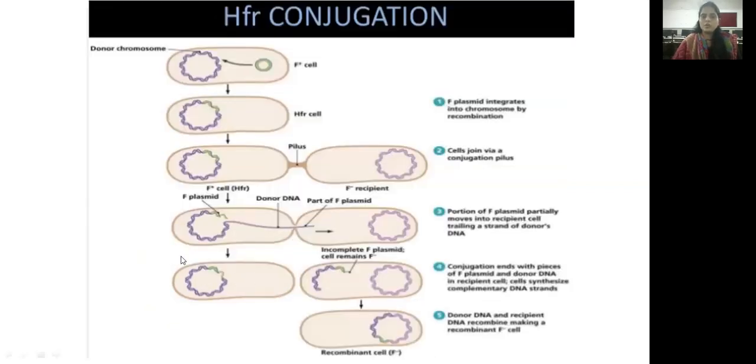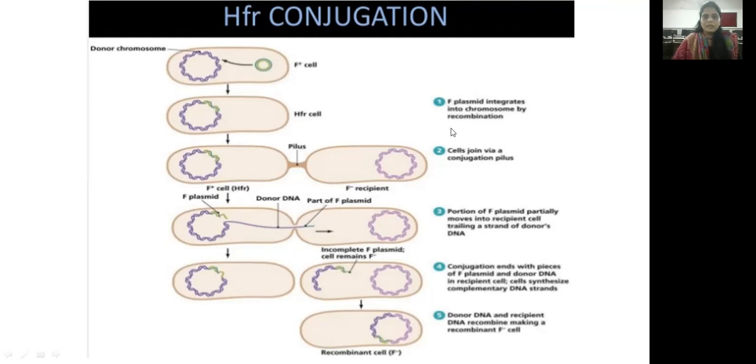So HFR conjugation. This is the process of HFR conjugation. Here, this is the F plus cell. When the F plasmid is incorporated into the host chromosome, it becomes an HFR cell. So when this HFR cell performs conjugation, this is a female cell which does not have the plasmid. So here F genes are present. Pilus is formed, a bridge is formed between two cells. And what occurs? Here you can see a single-stranded cut occurs and single-stranded DNA is transferred from the positive to the negative cell.